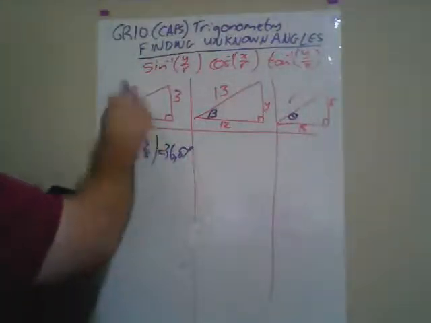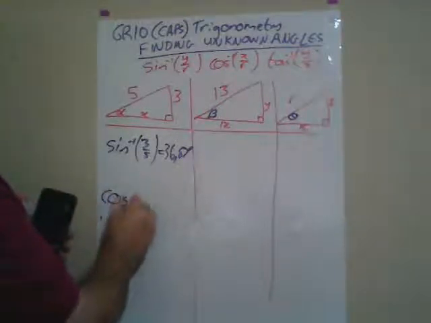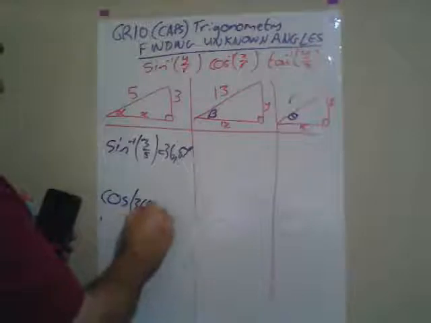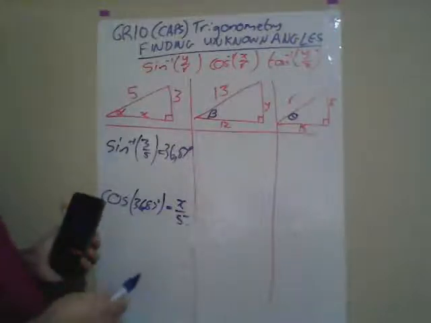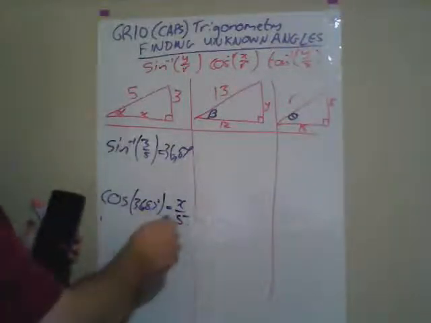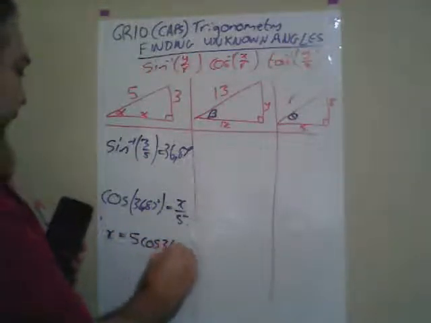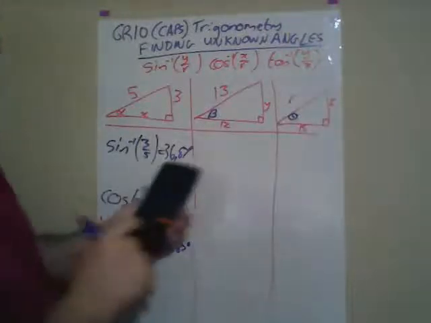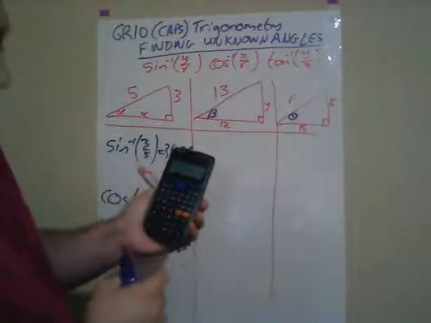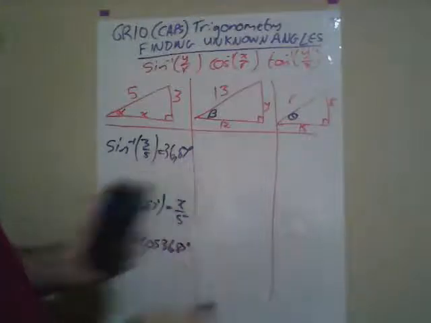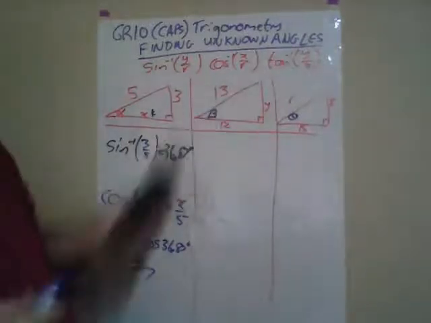So we have the adjacent and we have the hypotenuse. So I'm going to say cos of 36.87 degrees will be equal to X over R, adjacent over hypotenuse. So X will be equal to 5 cos 36.87 degrees, and I'm just going to use the stored X in its place, with all the decimals, and that gives me 4, as expected. Okay, now we can continue to the next triangle.